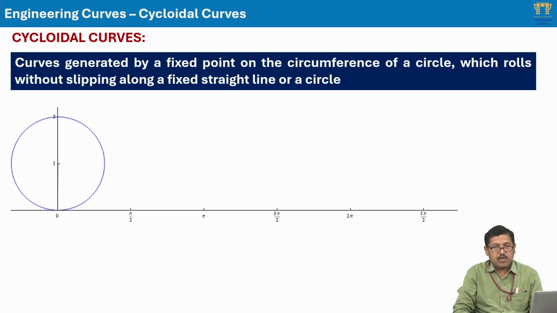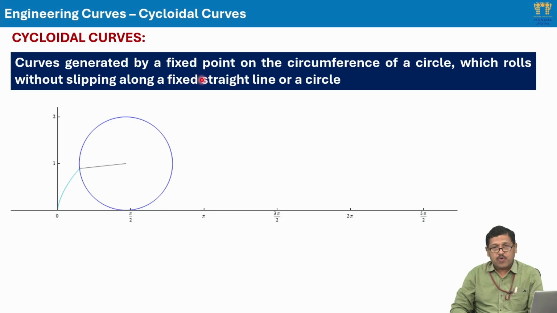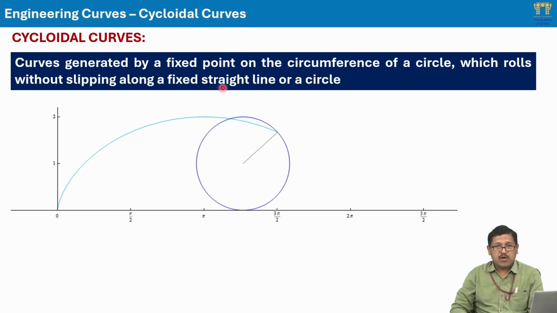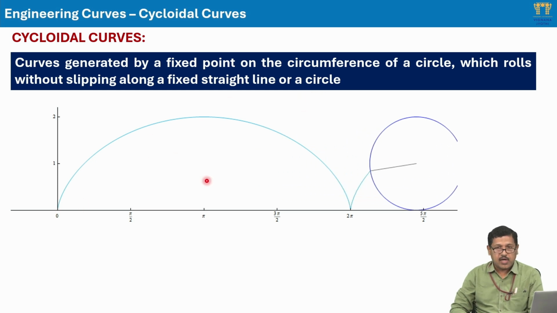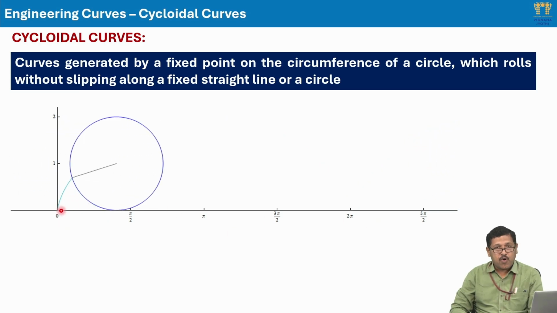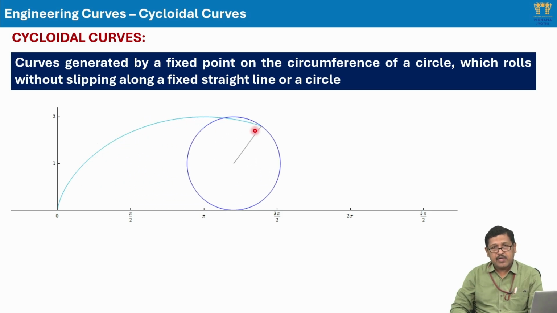the cycloidal curve. So as shown in this slide, a cycloidal curve is nothing but a curve generated by a fixed point on the circumference of a circle which rolls without slipping along a fixed straight line or a circle. And that is quite evident from this animation. You are able to see a circle which is continuously rolling along a straight line. So what has been done? We have taken one common point on the circumference of circle, and the path of this point is being traced when it starts rolling on this straight line.